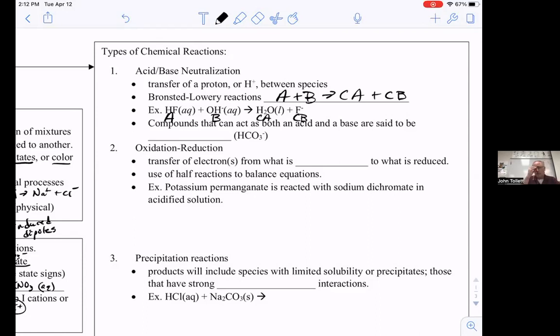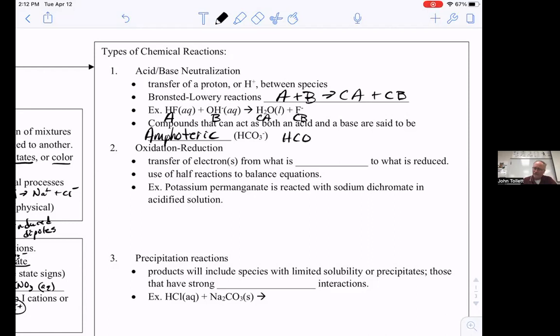They may ask you to write, for instance, a conjugate base of a certain acid, and you just take off one of the hydrogens, usually only a single hydrogen. Compounds that can act as both an acid and a base are called amphoteric. Another term used sometimes is amphiprotic. I wouldn't use that, but amphoteric is a substance that can act as an acid or as a base.